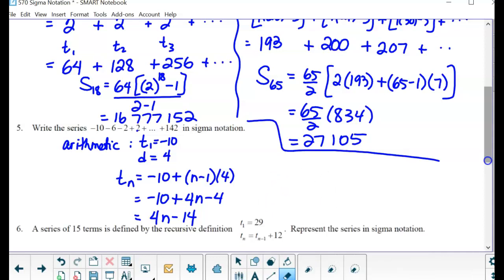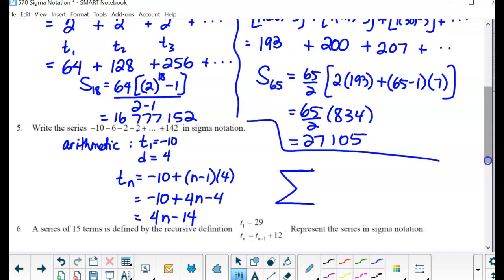Really should be flat at the top. There, that's a good sigma. Okay, and you can use n's because it's representing a sequence. You can use i's. So common letters are n, i, j, k.